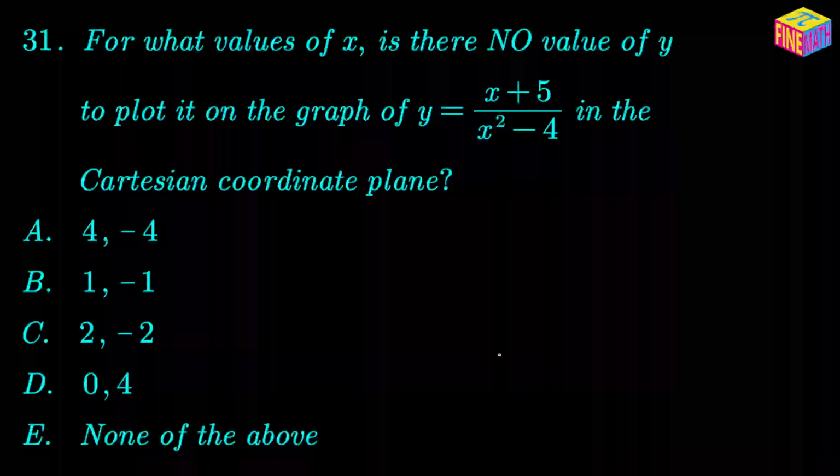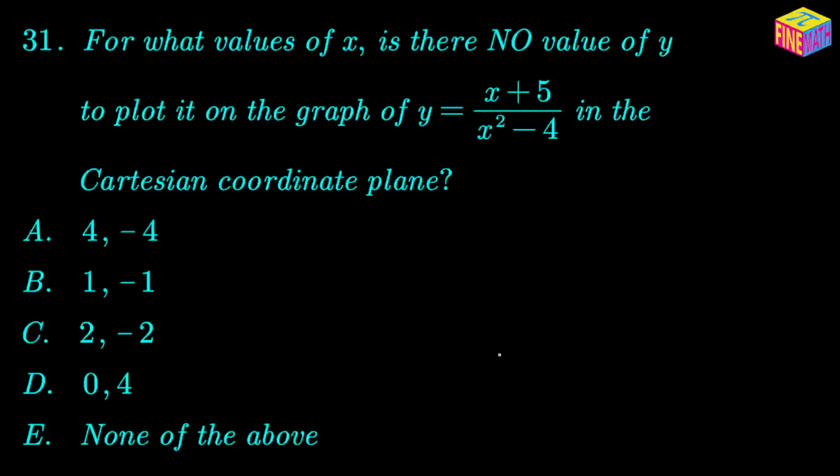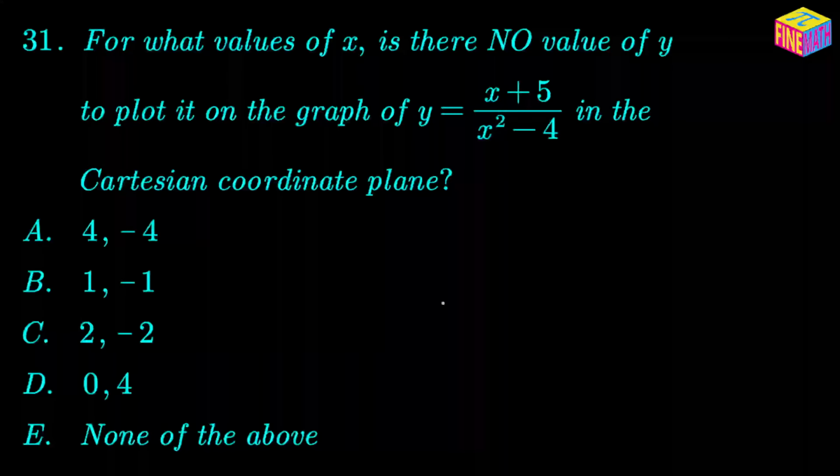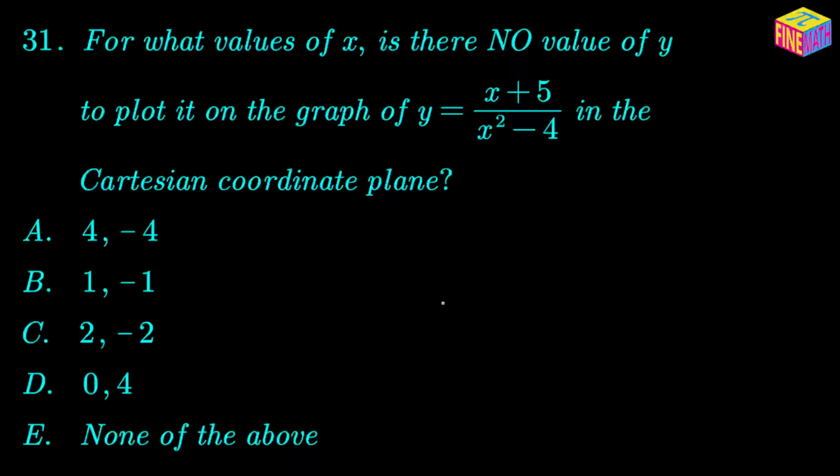So let's get started. The question says: for what values of x is there no value of y to plot on the graph of y equals x plus 5 over x squared minus 4 in the Cartesian coordinate plane? So we have a function of x, and that is being represented by y, and y is equal to x plus 5 over x squared minus 4.